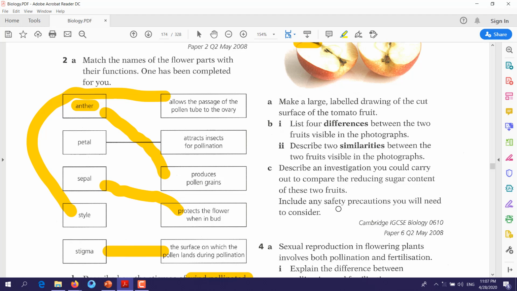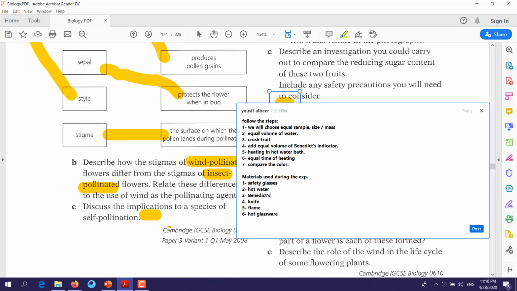Include any safety precautions you will need to consider. So the answer for C, it will be here. You need to do an experiment. How will this experiment be? For your experiment, you should follow these steps.